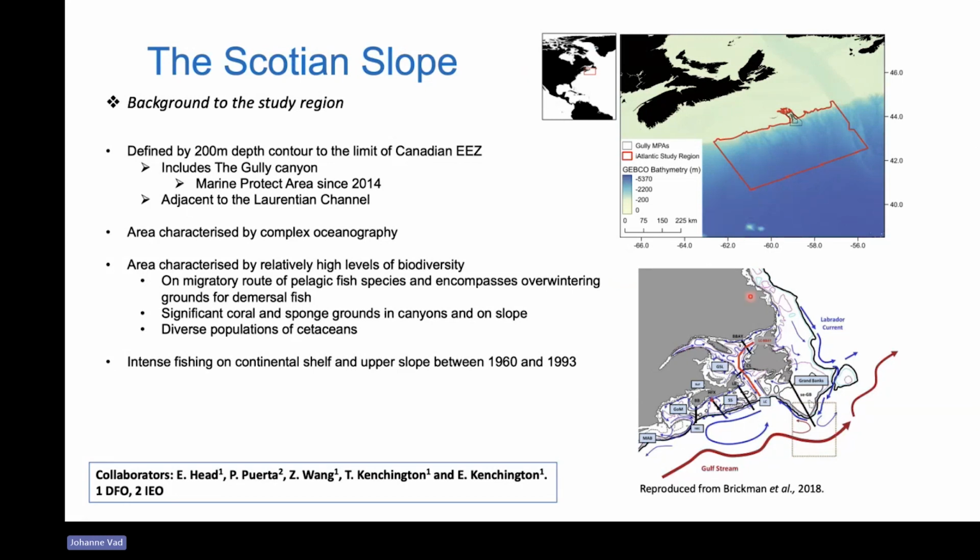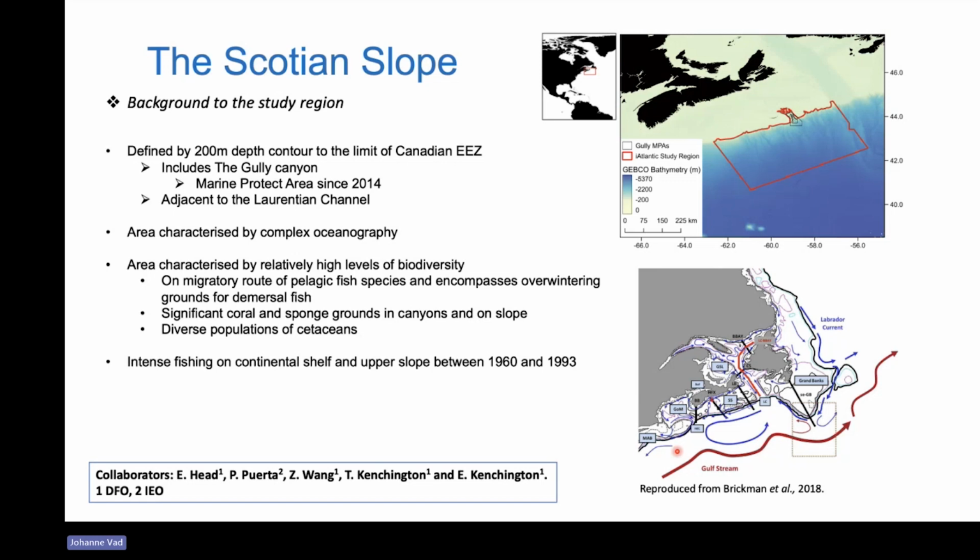And this means that the region is characterized by really complex oceanography. So you have water derived from the Gulf Stream coming from the south of the region, mixing with currents derived from the Labrador Current, as well as water coming out from the Laurentian Channel. This complex oceanography supports really high levels of biodiversity.